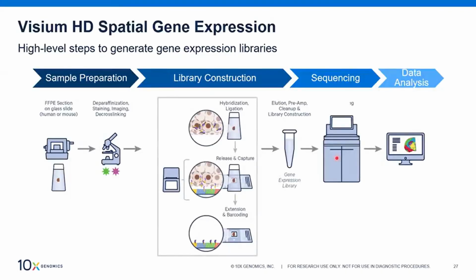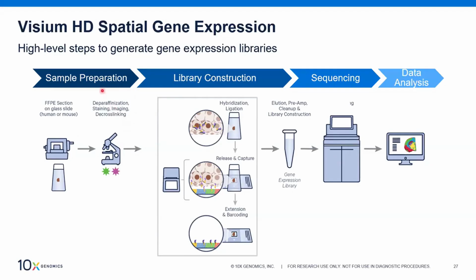So let's look a little bit more into the workflow steps itself. We have talked about sample preparation. Basically what you do is you have your FFPE section on your glass slide, you deparaffinize it, stain it, image it, and decrosslink. Of course, if you are performing immunofluorescence staining, the decrosslinking comes at an earlier stage.